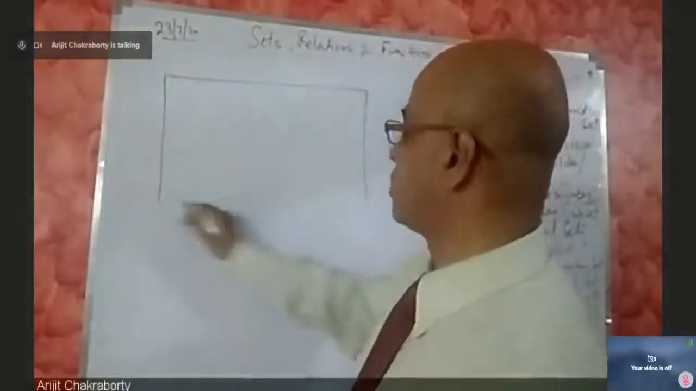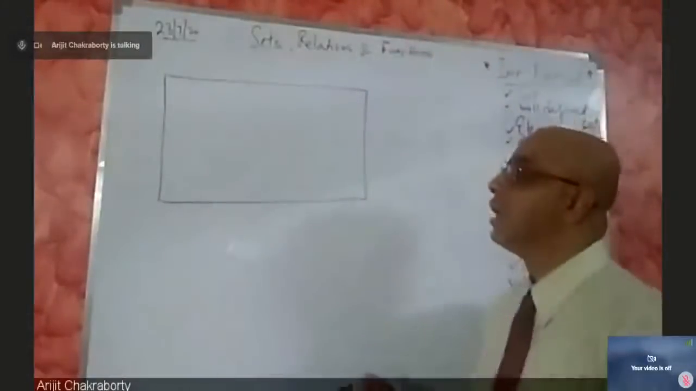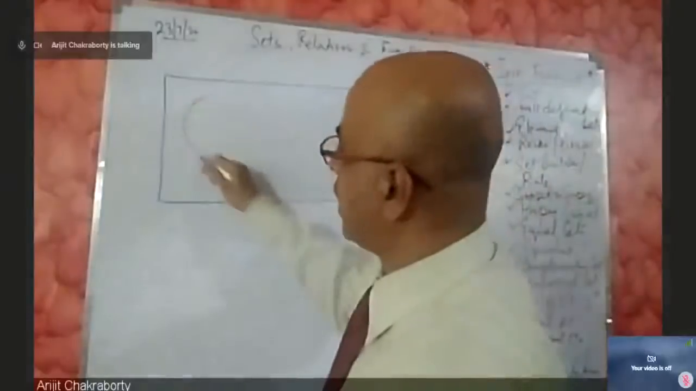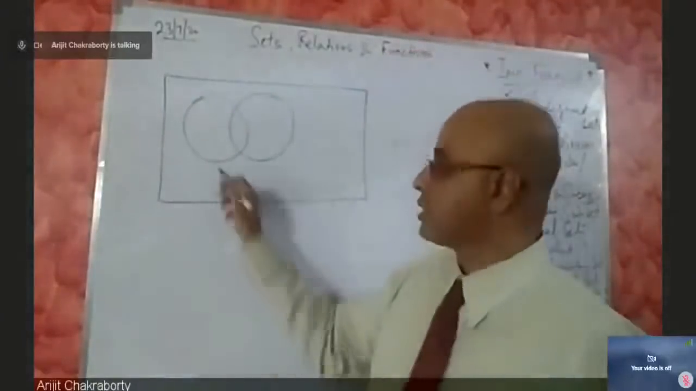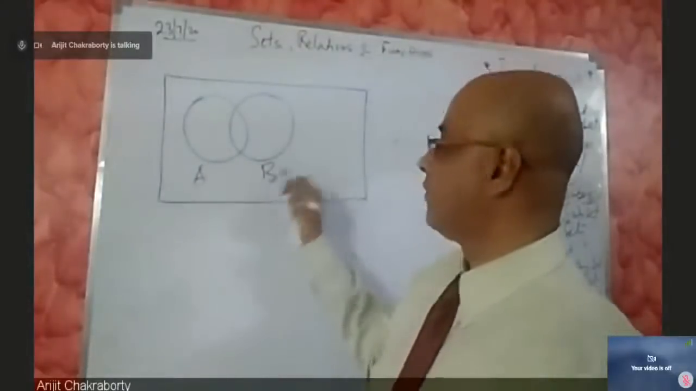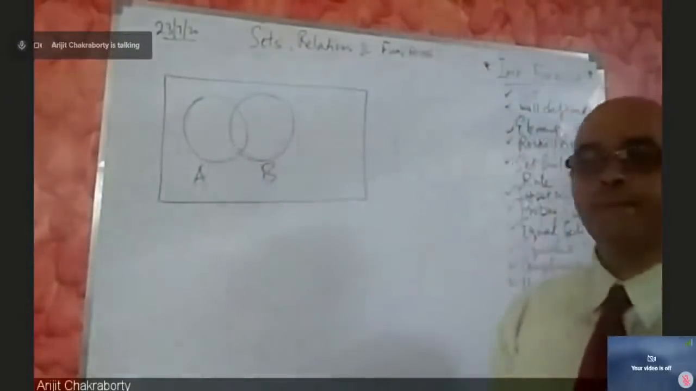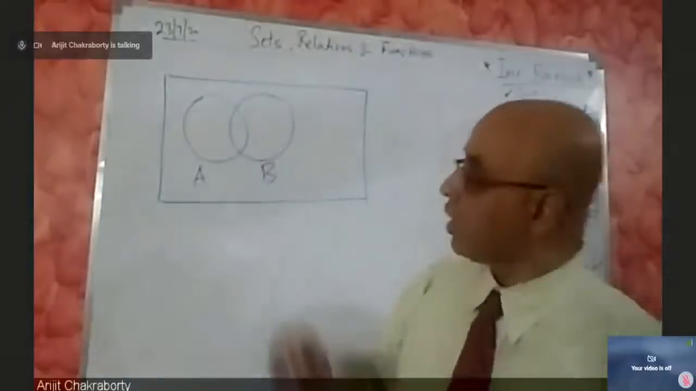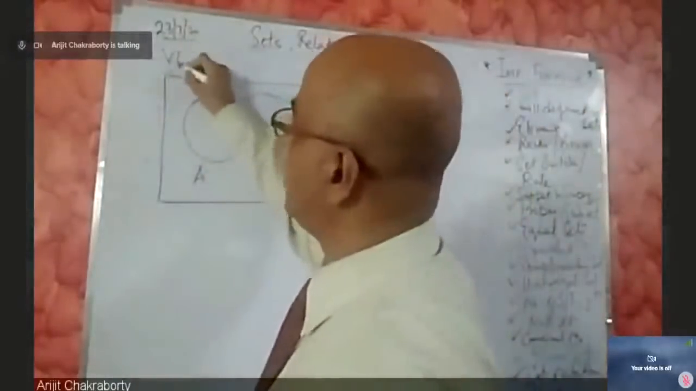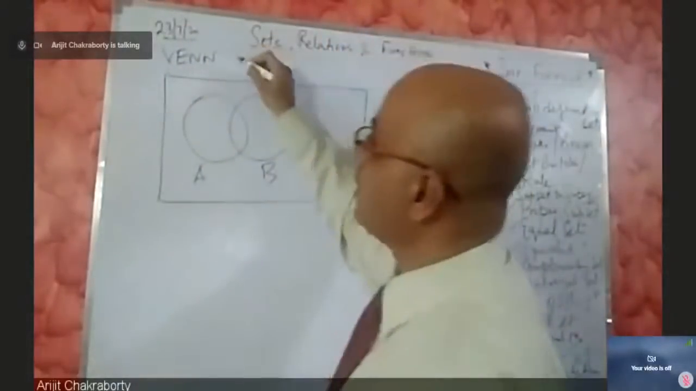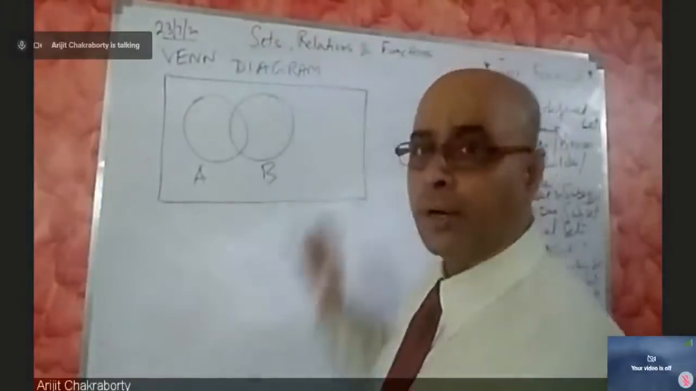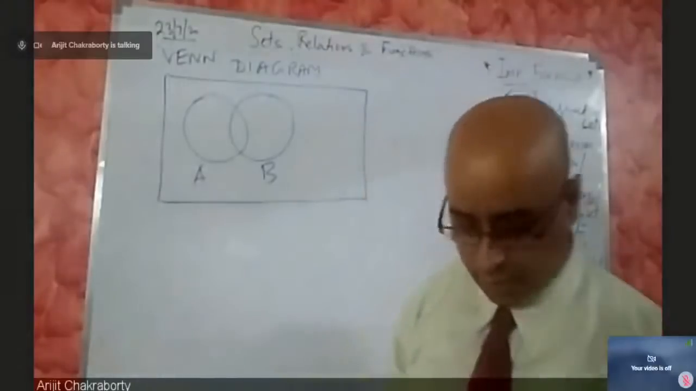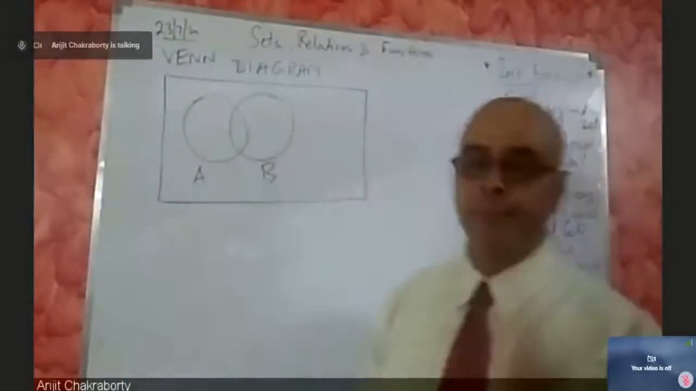So I draw a sample space here. 2 sets A and B. This is A, this is B. Set A, set B. This is called a Venn diagram, V-E-N-N. Venn diagram. Clear? Now we have 2 sets A and B.